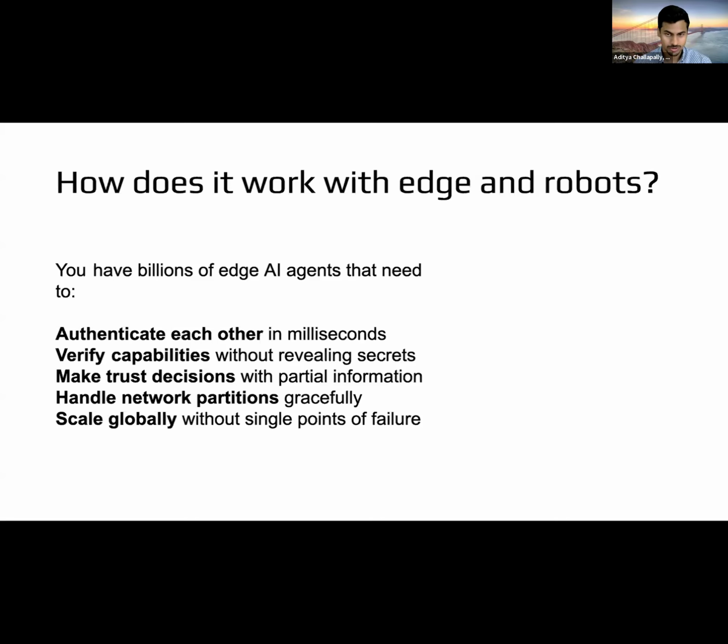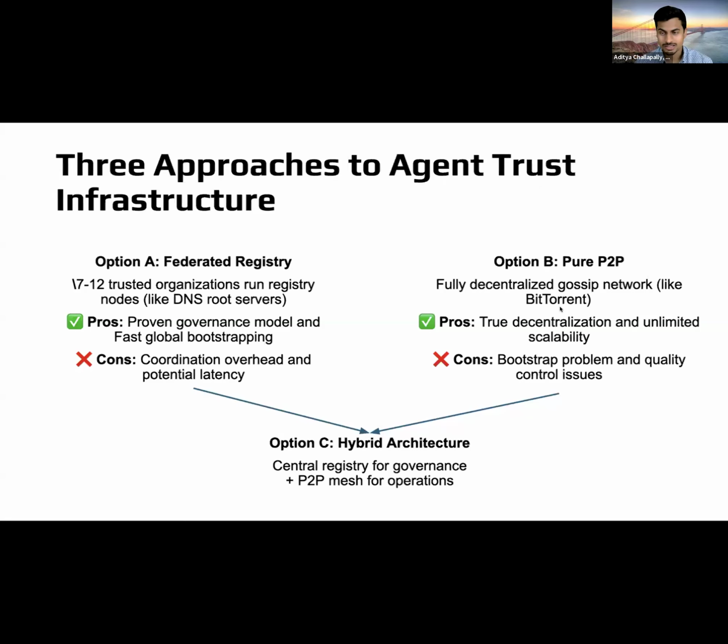Once we have ML models running locally. Next. And so there's two ways to do this. The first one is a federated registry, a registry with 7 to 12 trusted organizations that run the registry.